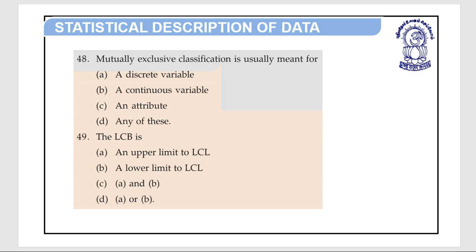Question number 48. Mutually exclusive classification is usually meant for a discrete variable, a continuous variable, an attribute, any of these. Continuous variable.